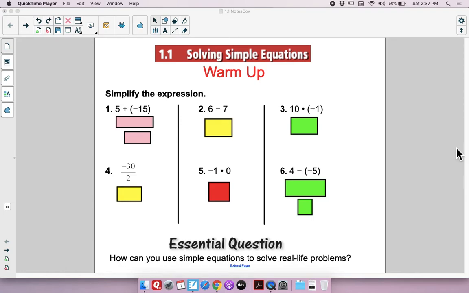Official lesson of the school year, 1.1, Solving Simple Equations. A lot of this is going to be review, but I really want you to go ahead and go through it. A couple things to keep in mind.